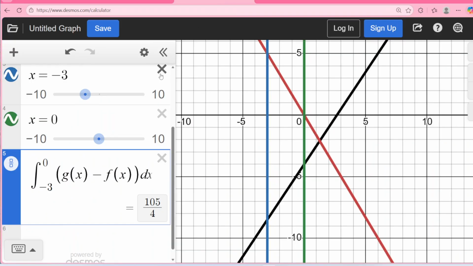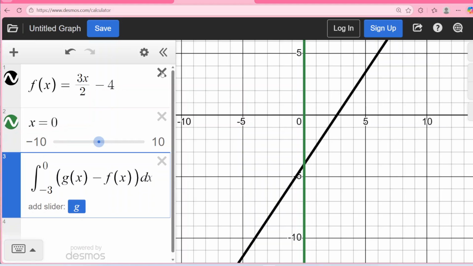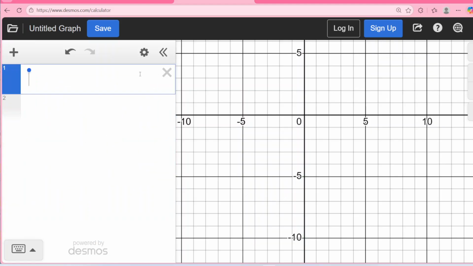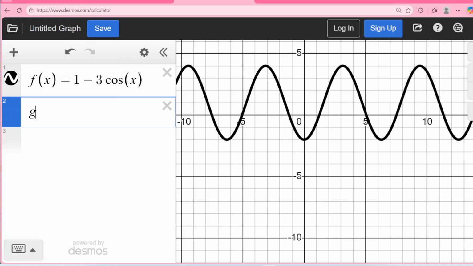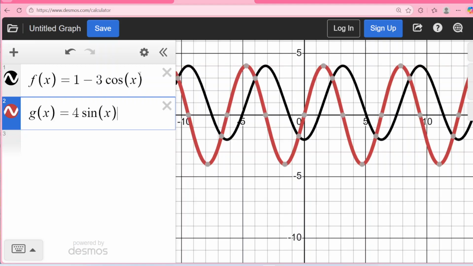All right, so I'll do something similar here back in Desmos. So one of them was f of x is 1 minus 3 cosine x. And in radians, g of x is just 4 sine of x.